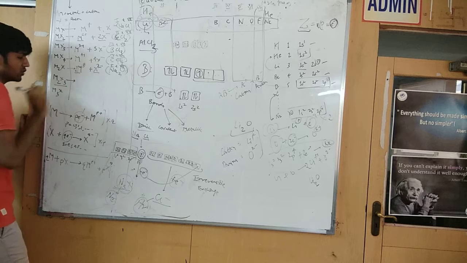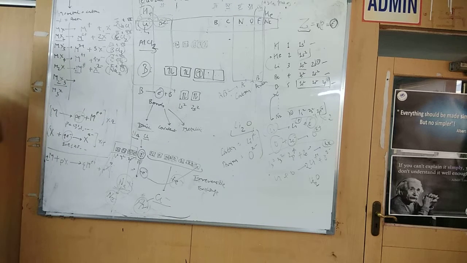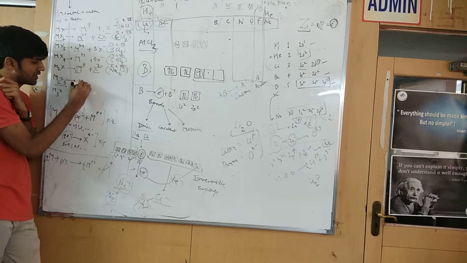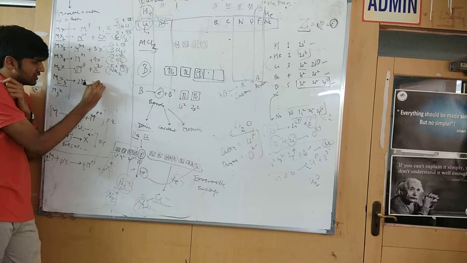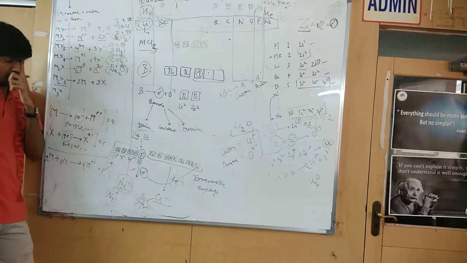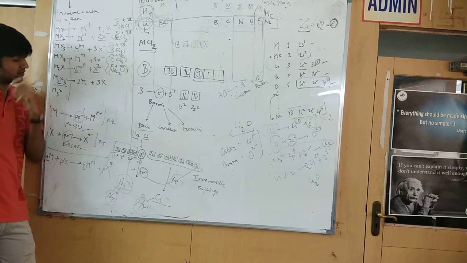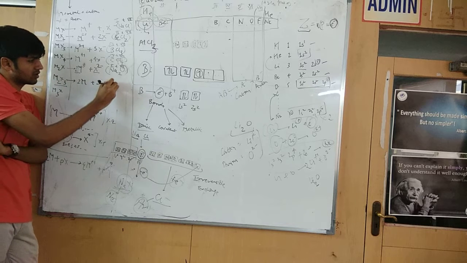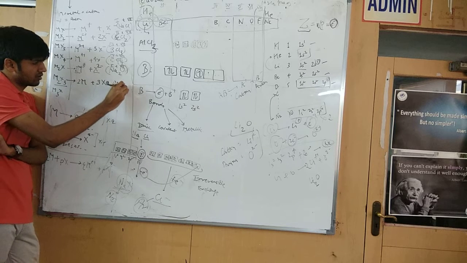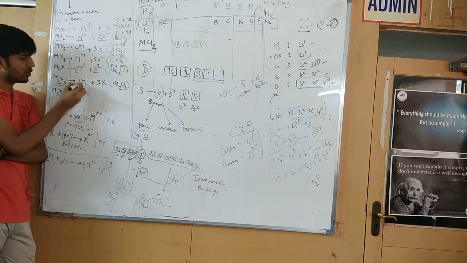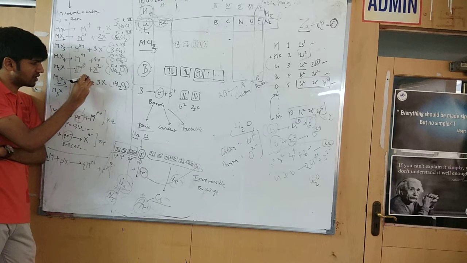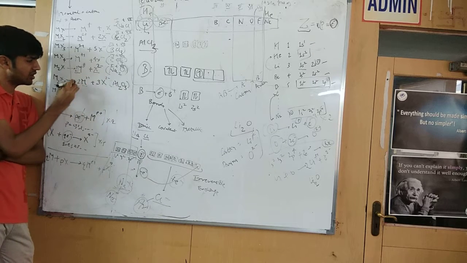Now if we have M2X3, what is this M2X3? 2 times the metal cation plus 3 times anion. So Al2O3. But how does the balancing happen? So now what is the charge on M? How much charge is there on M? Yes, plus 3, and X has 2 minus.